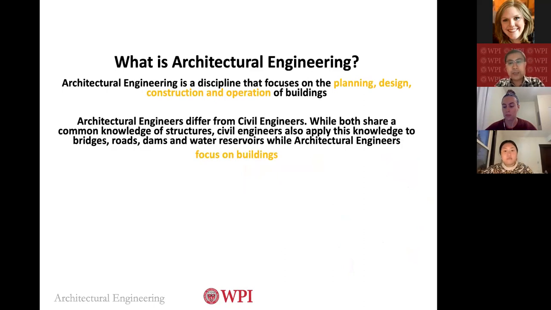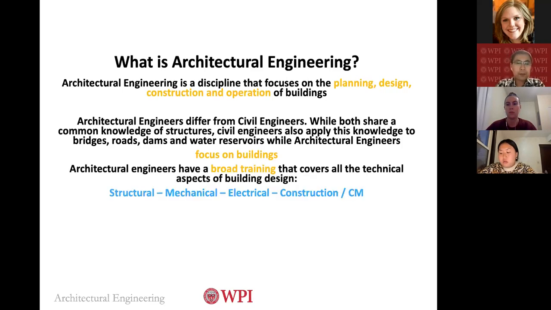Architectural engineering is quite different from civil engineering. Both programs share common knowledge of structures, but civil engineers can also apply this knowledge to bridges, roads, dams, and water reservoirs, while architectural engineers mainly focus on buildings. So we build buildings. And architectural engineering has extra curriculum training, including structural engineering, mechanical engineering, electrical engineering, construction, and project management.